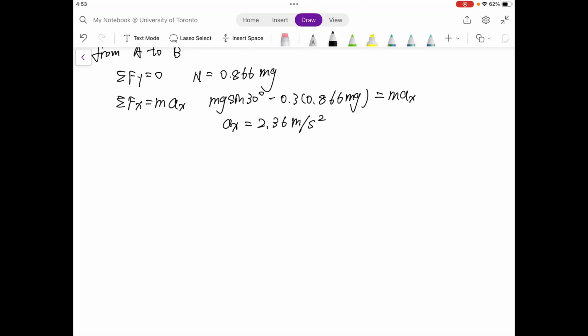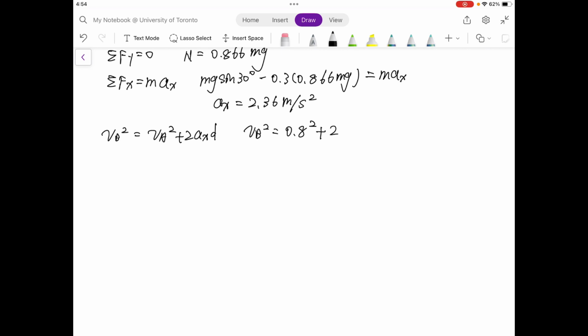Because it's rectilinear motion, we can use our formula, which is vB squared equals vA squared plus 2 a x d. vB squared is equal to 0.8 squared plus 2 times 2.36 times 2. Because vB is positive, we can just see the direction from the image. So vB is 3.17 meters per second.